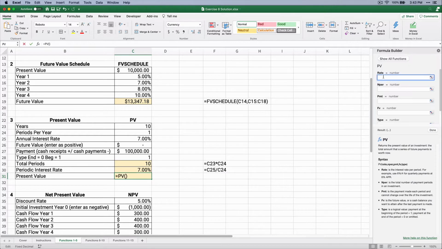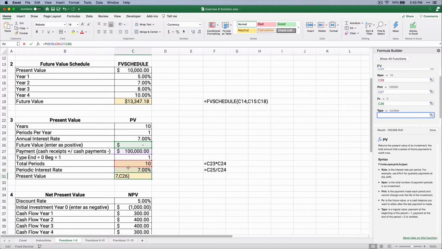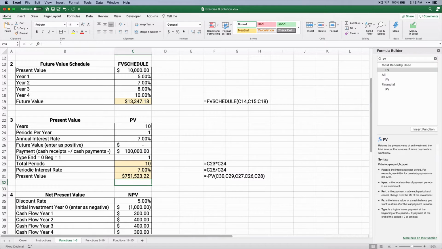Then the present value is going to be a simple little calculation just like we did before. Present value, the rate is 7%. We want to use the periodic rate. The number of periods is going to be 10. The payment is going to be 100,000. The future value is going to be 0. And the payments happen at the beginning of the period. This answer is going to be a negative number. So we'll just put a negative in front of the present value to force it to be a positive number.